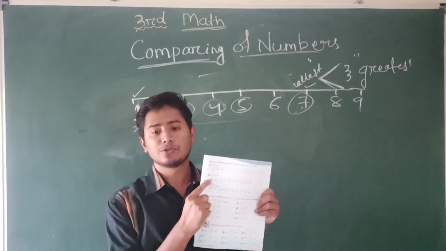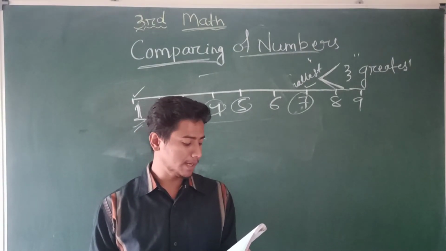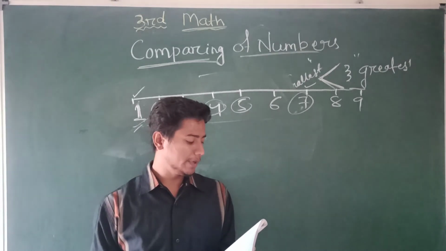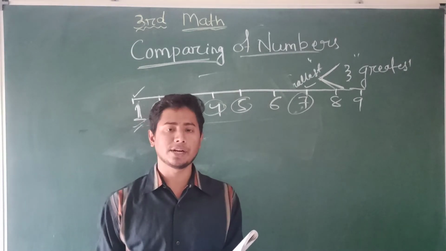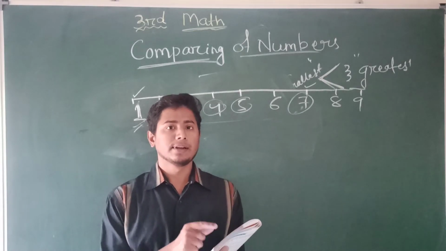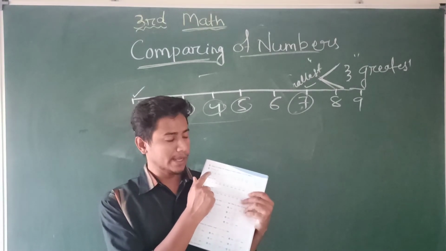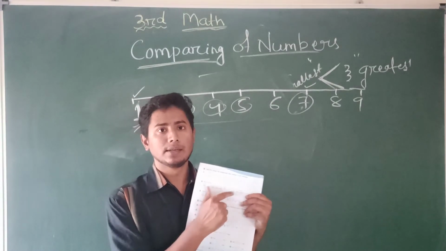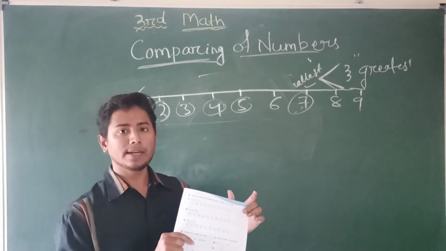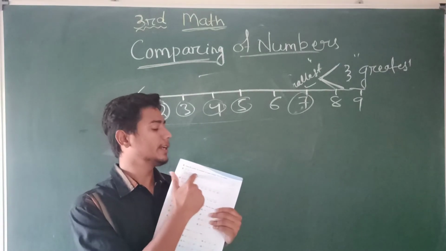Go to question number 2. What is written here? Using the number line, compare the given numbers, fill in the blanks. Here two numbers are given. First question, 107 and 115. So look carefully at your textbook. Here 107 is where and 115 is where. You can compare between 107 and 115, which method I told before. This is another method by using number lines.